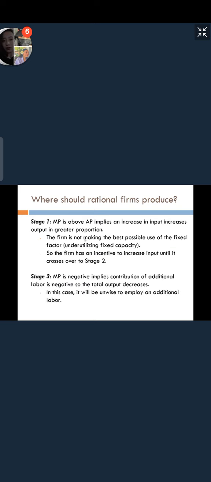In stage 2, a rational firm should produce. But, another question, ma'am. I will show you here. Okay, so it's not stage 1 because it will underutilize your fixed capacity. It's also not stage 3 because it implies negative contribution. Therefore, the answer is stage 2.